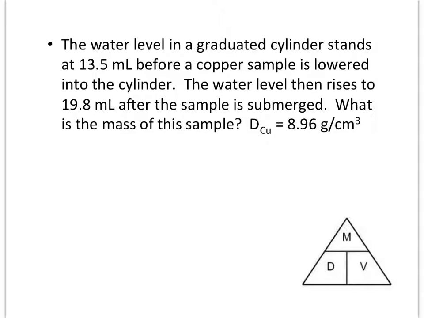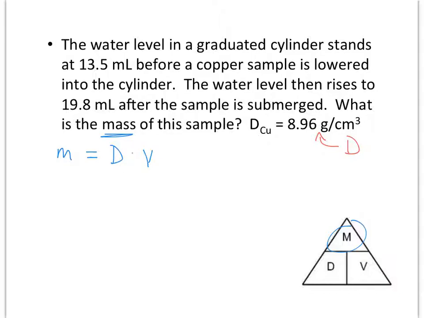The water level in a graduated cylinder stands at 13.5 milliliters before a copper sample is lowered into the cylinder. The water level then rises to 19.8 milliliters after the sample is submerged. What is the mass of the sample? The density of copper is 8.96 grams per cubic centimeter. So I am solving for the mass of the sample, which means I need to do density times volume. It looks like I am provided with the density here, but I don't necessarily know my volume yet.